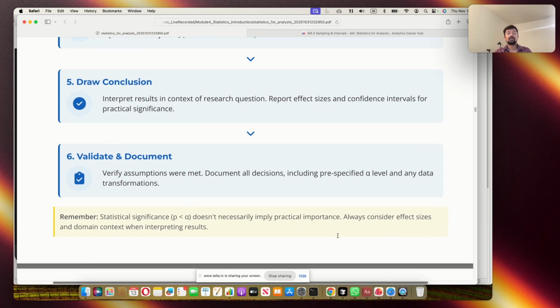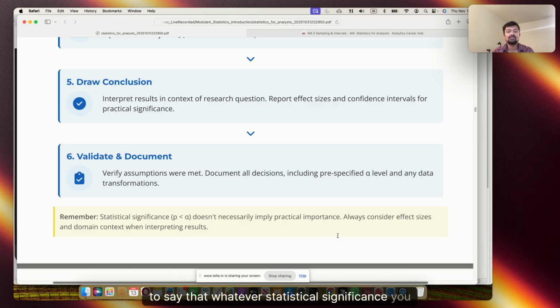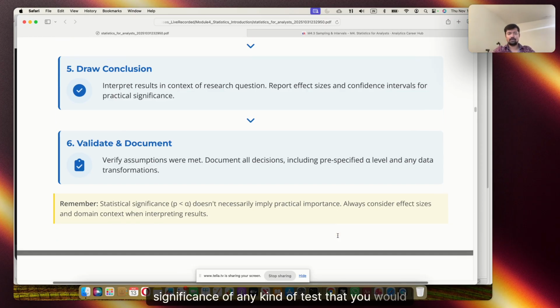Always consider that sometimes you will get statistical significance, but your effect size is not big enough to say that whatever statistical significance you are getting is with high or strong confidence. And your domain context also varies. So we cannot solely rely on the p-value, but the p-value is a great idea to test the significance of any kind of test that you would like to perform.